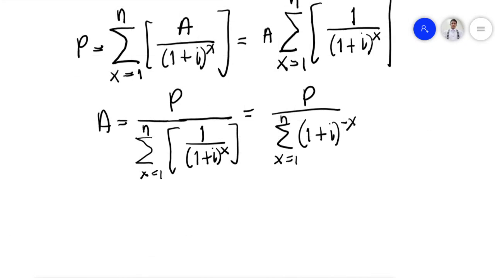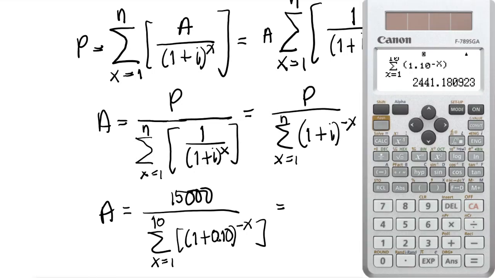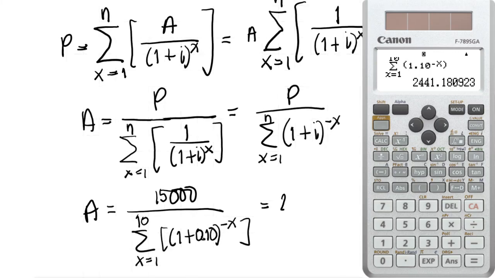So, evaluating that, using the calculator, making P equal to 15,000. Then I equal to 0.10 raised to negative X. And this is from X equal to 1 to 10. That'll give us what? The same amount. Okay, ito yung calculator calculation ko. 2,441.18. Okay. So with that, ilan naman yung balance?